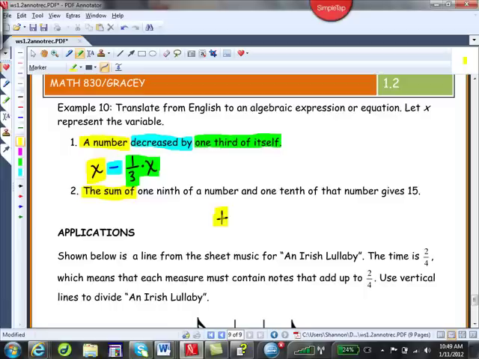Now we have to deal with this. So 1/9 of a number is going to go on the left side. When the sum of, I'm going to put this with the sum of something and something else. So 1/9 of a number, remember, we can say 1/9 times x. And then 1/10 of that number would be 1/10 times x.